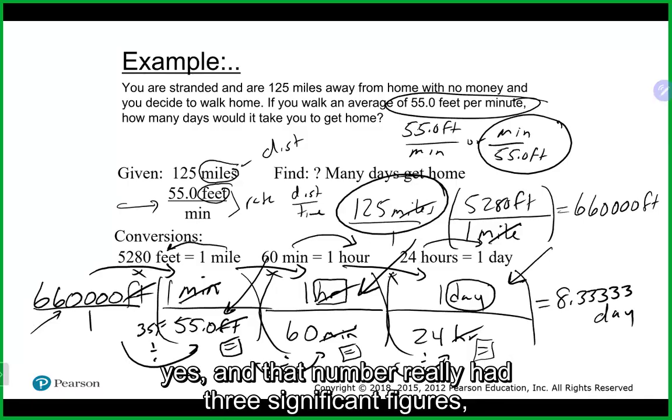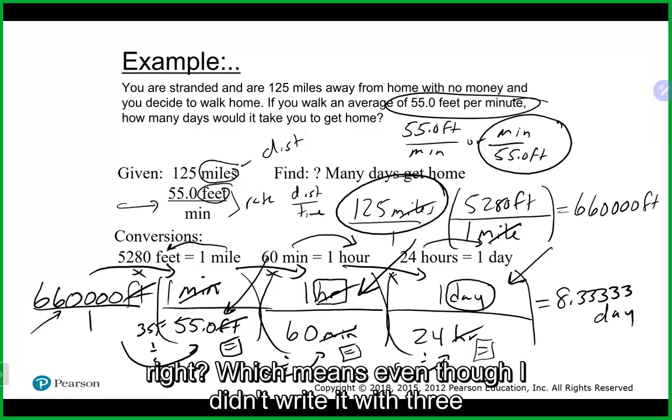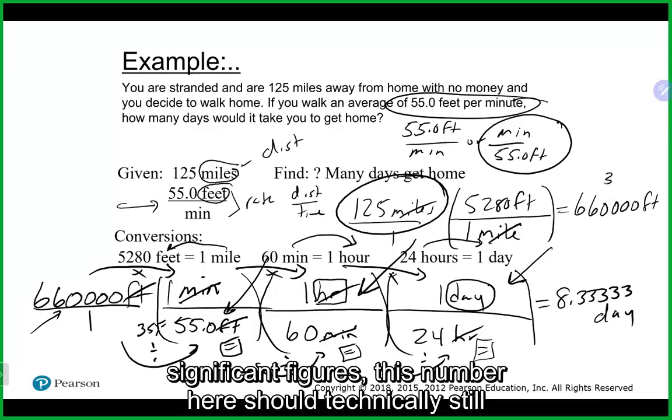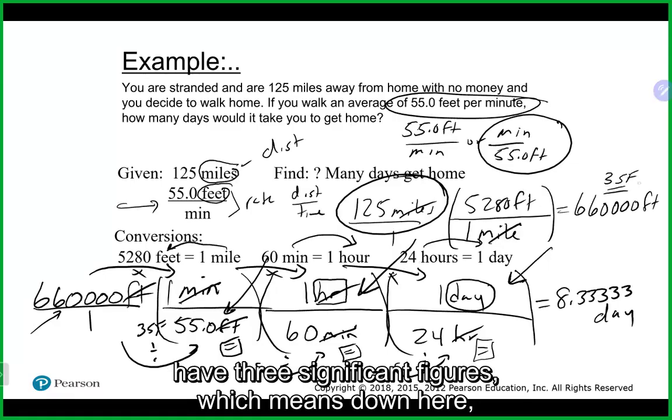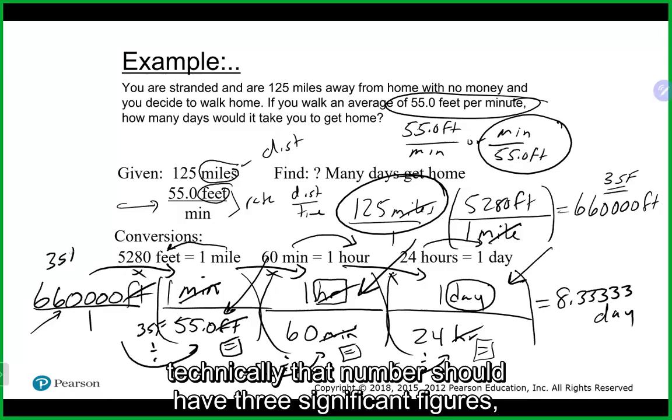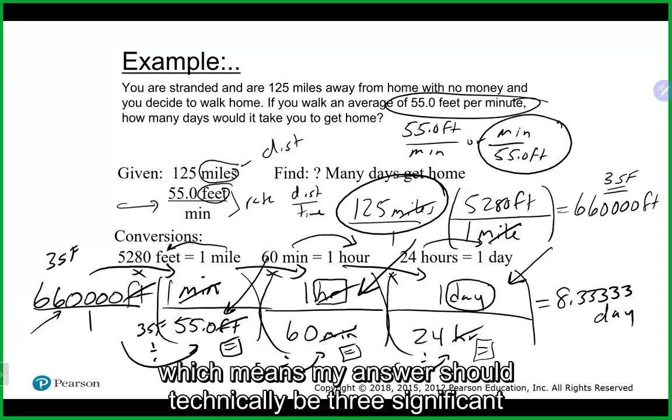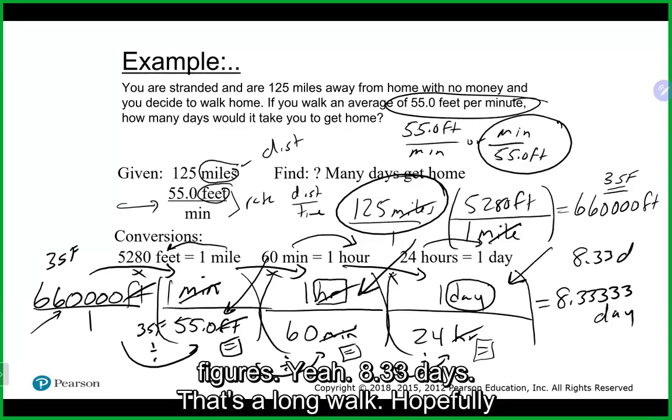And that number really had 3 significant figures, right? Which means even though I didn't write it with 3 significant figures, this number here should technically still have 3 significant figures, which means down here, technically, that number should have 3 significant figures, which means my answer should technically be 3 significant figures, yeah.